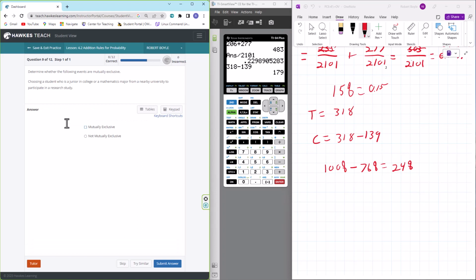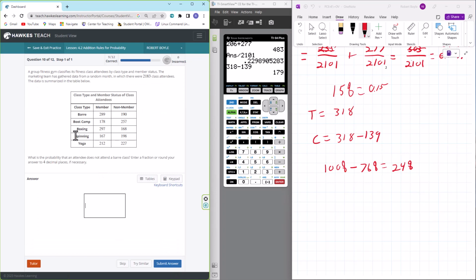Okay, moving right along. Determine whether the following events are mutually exclusive. A student who is a junior in college or a mathematics major from a nearby university. Well, you can be a math major and you can be a junior in college. Except at Limestone right now, there are a number of juniors that happen to be math majors. So the set of all juniors and the set of all math majors have common elements. They are not mutually exclusive.